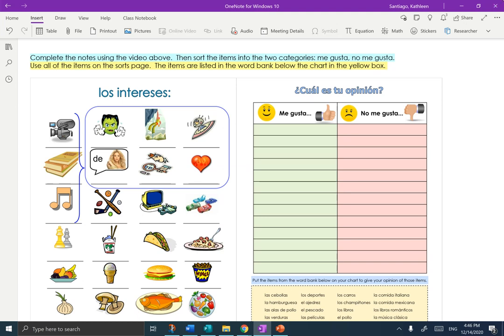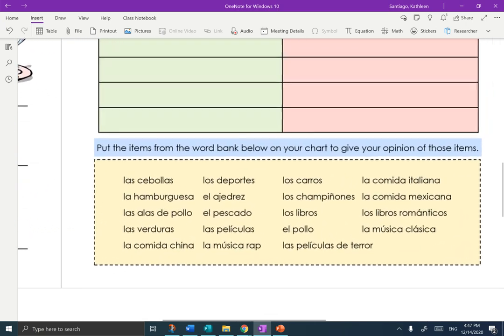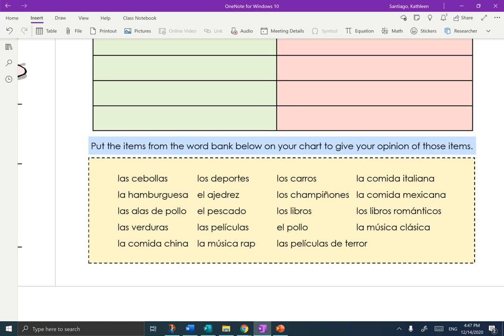It says complete the notes using the video above. Then sort the items into the two categories, me gusta and no me gusta. Use all of the items on the sort page. The items are listed at the bottom in the word bank below the chart in the yellow box. So you can see here in the yellow box are all the words that you're going to have to sort.